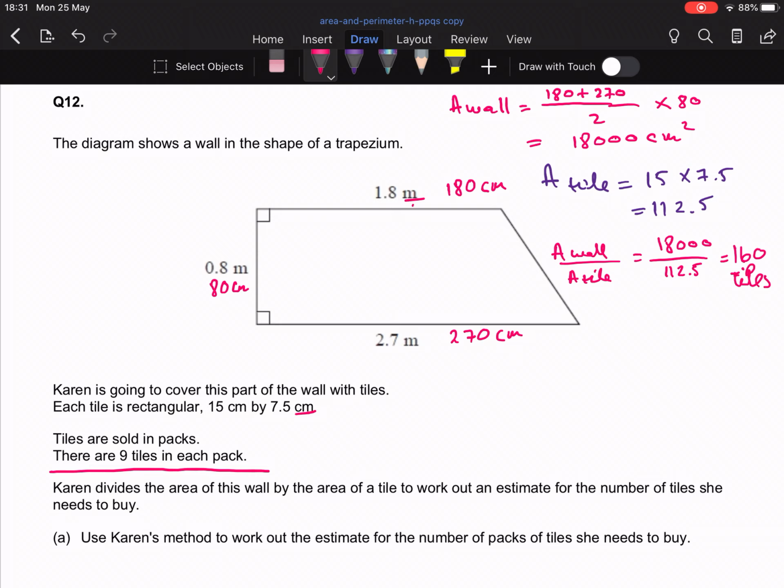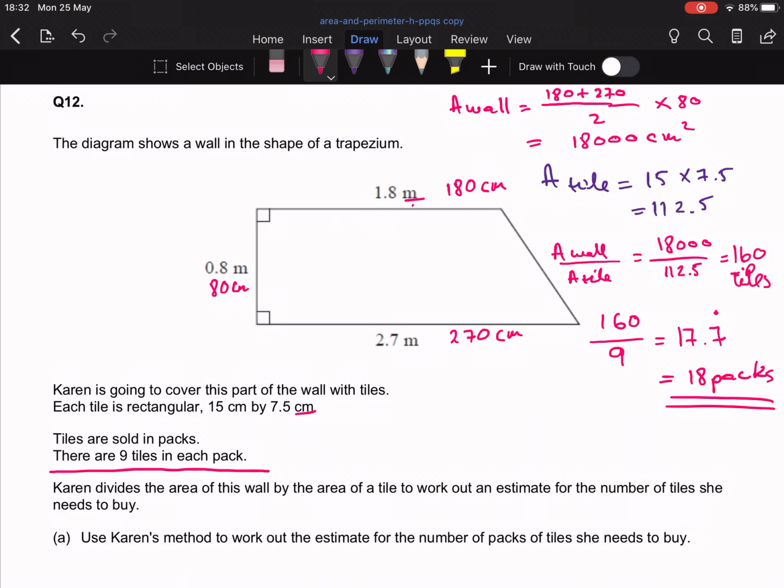So I know how many tiles she needs. Now I'm going to do how many tiles she needs divided by how many tiles per pack. So 160 divided by 9, pardon me. I'm getting 17.7 recurring. I'm going to round that up to 18 packs. And there you go, 18 packs it is. That's my final answer for part A. So let's see part B.